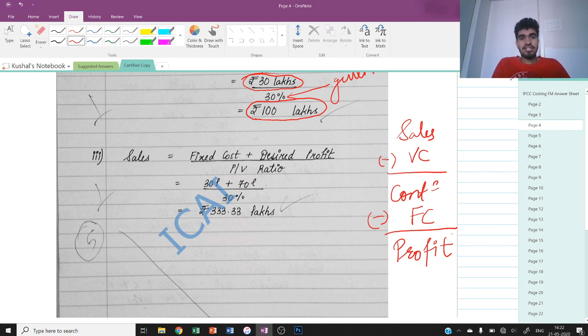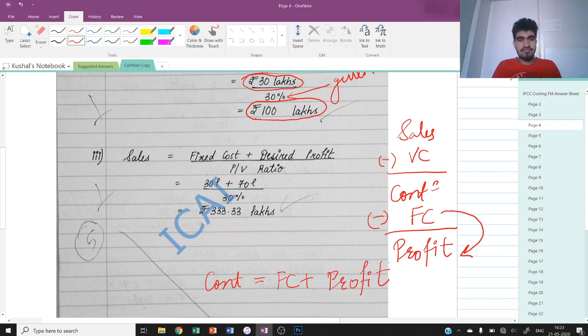PV ratio is what? Contribution upon sales into 100. So the meaning of this particular formula is that the desired profit has to be added to the fixed cost in order to get the total contribution. So fixed cost plus desired profit, if you transfer FC this side, it would be profit plus fixed cost. So contribution is what? Fixed cost plus profit, and this when divided by the CS ratio, that is the PV ratio, would give you the amount of sales.